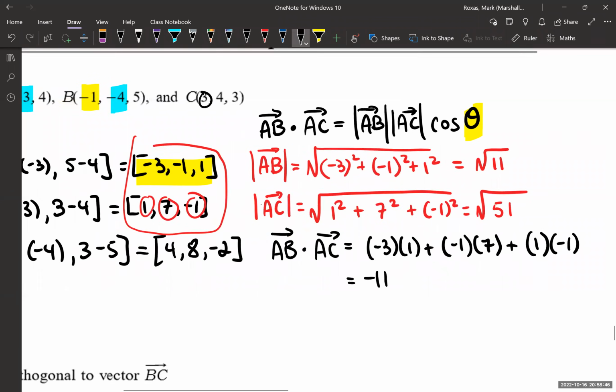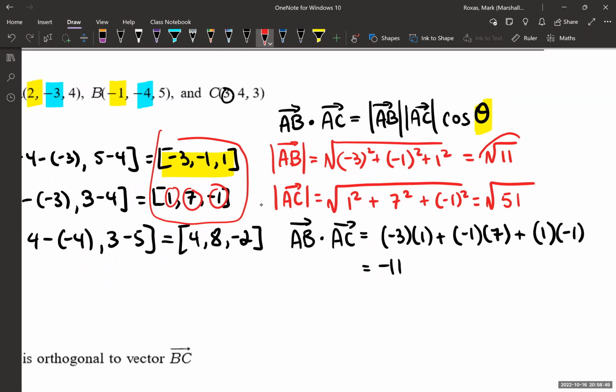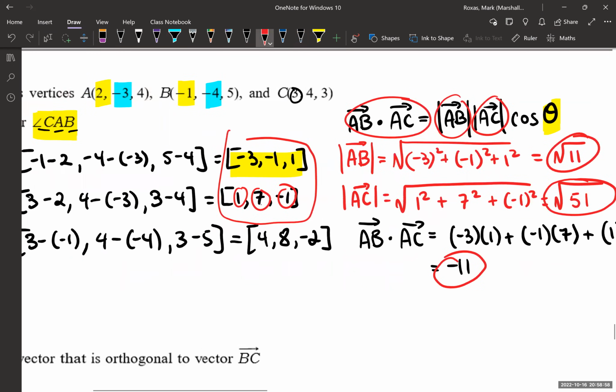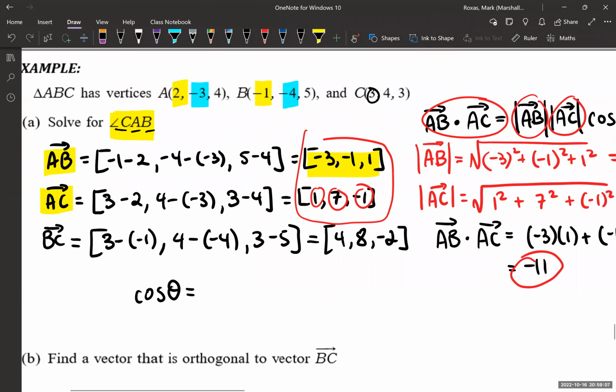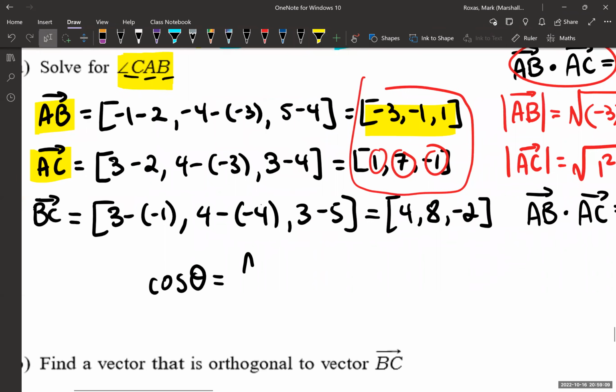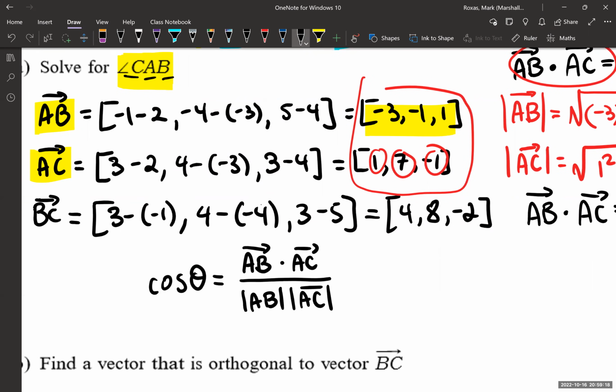And then we can take these three values, the square root of 11, the square root of 51, and -11, and put them into our formula for the dot product and solve for theta. Okay, let's rearrange the formula first before I plug in the values. So if I rearrange, cosine theta equals AB dotted with AC, moving the magnitudes over to the other side, divided by the magnitude of AB times the magnitude of AC.